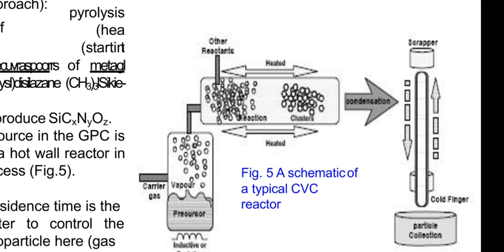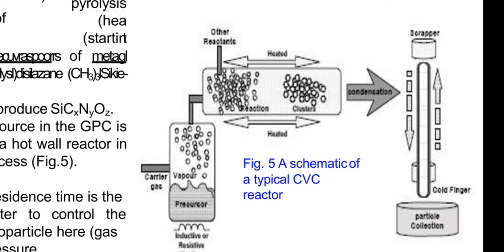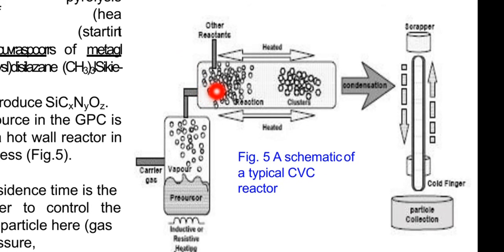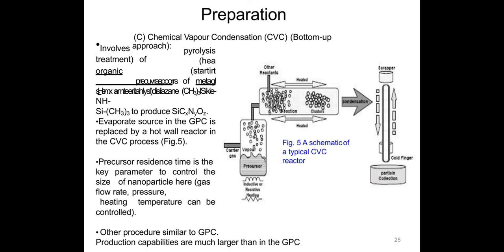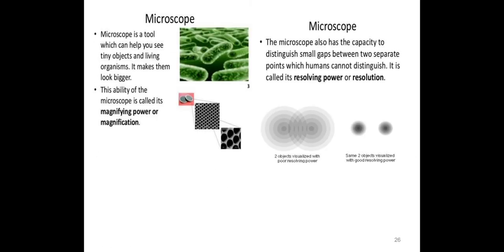Then after that these are passed into another vessel. Here coordination takes place. Here other reactants are mixed. So this is where the reaction takes place. Then after the reaction, the clusters will be produced. Then condensation, these particles will be placed here. Then this is the scraper. These particles get scraped, and finally these particles get collected here, particle collection. So this is the chemical vapor condensation process.